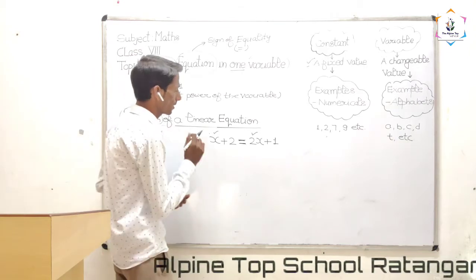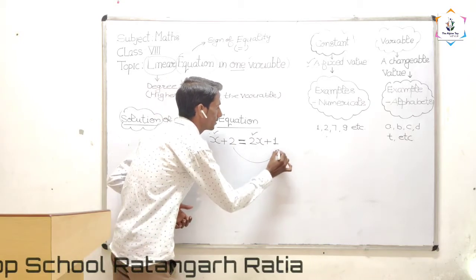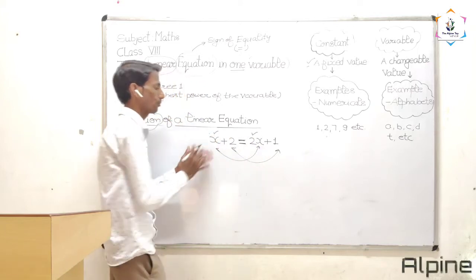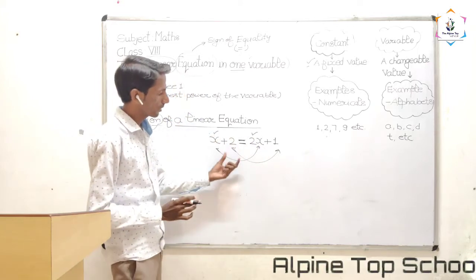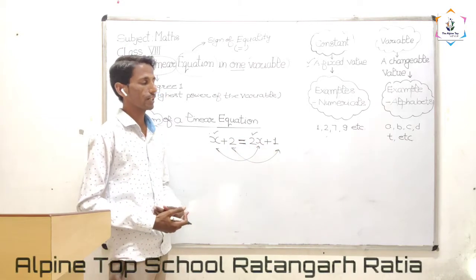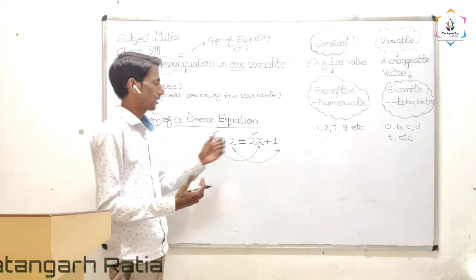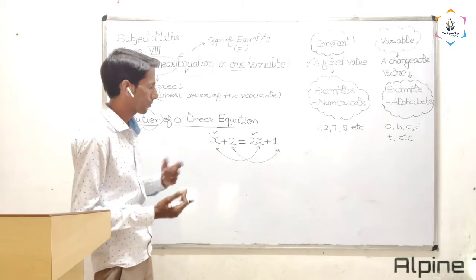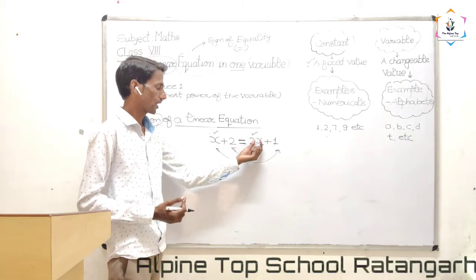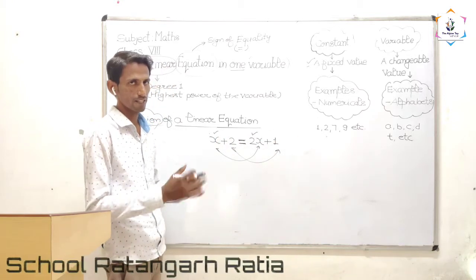See now, students, this 2 and this 1 are the numericals, and x and twice of x are the variables. Now what work are we going to do here? You have to collect the variables on one side and numericals on the other side, and to which side you want to transfer numericals or variables depends on you. Suppose you want to combine the variables on the left hand side, then you have to transfer the numericals to the right hand side, and vice versa.